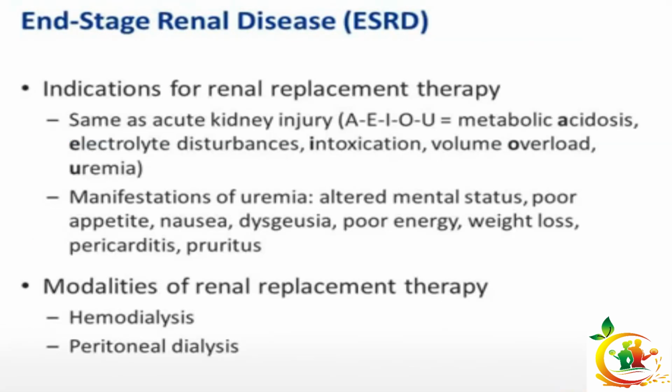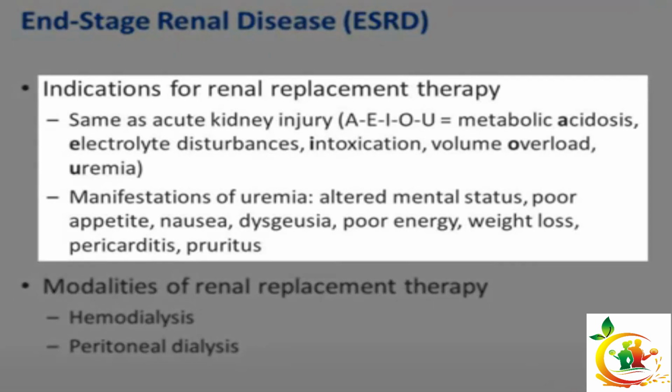As CKD progresses, patients may reach end-stage renal disease or ESRD, defined as the point at which a patient requires chronic renal replacement therapy. Clinical indications for renal replacement therapy are the same as those in acute kidney injury, though patients with CKD often gradually progress to these indications rather than experiencing emergent situations. These indications include metabolic acidosis, electrolyte disturbances, particularly hyperkalemia, intoxication from drugs or other exposures, volume overload, and uremia.